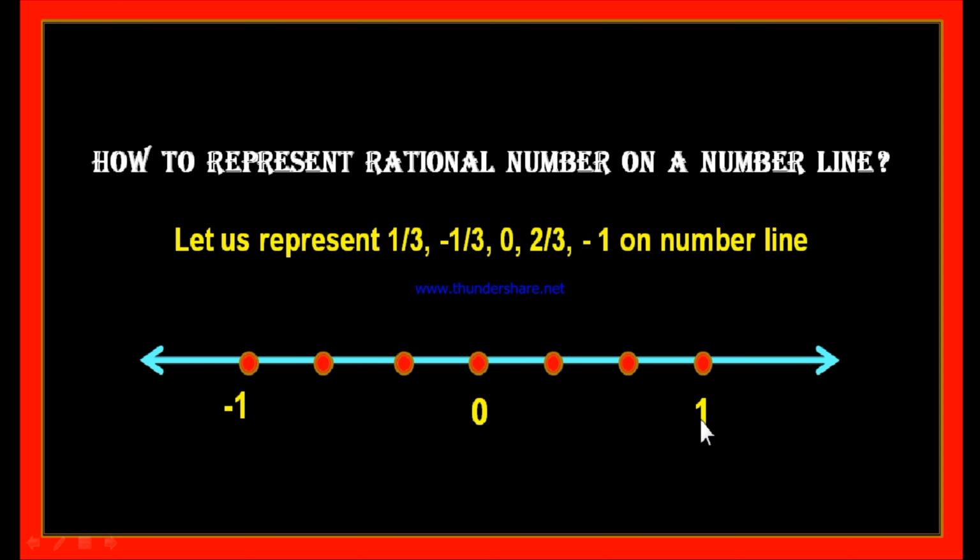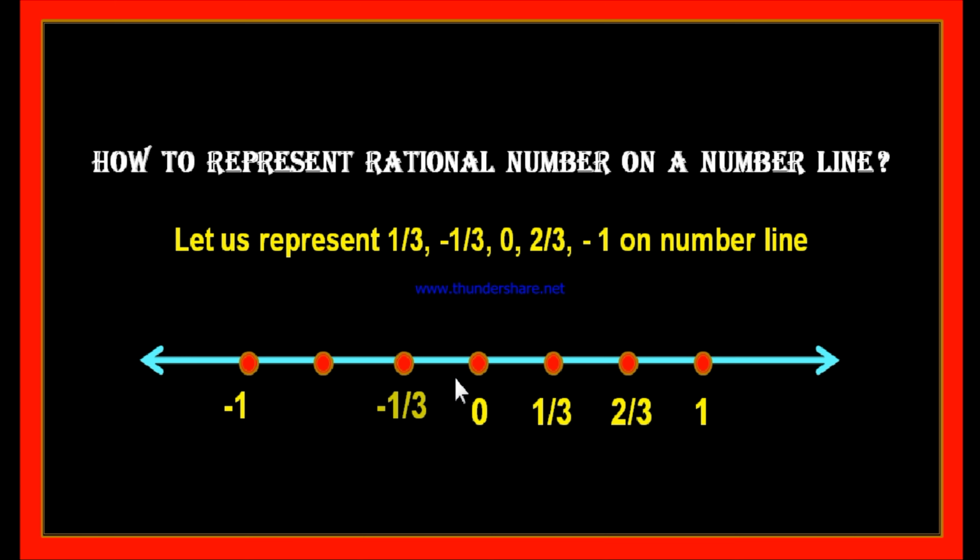3 by 3 is equal to 1, we know that. Similarly, on the left hand side to 0, this is minus 1 by 3, this is minus 2 by 3, this is minus 3 by 3. Once you get these points, then we can simply note down what these points represent. This point represents 1 by 3, the next point is 2 by 3, and this is 3 by 3, of course 1.